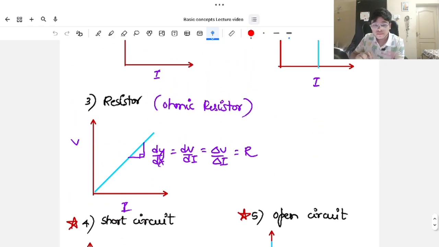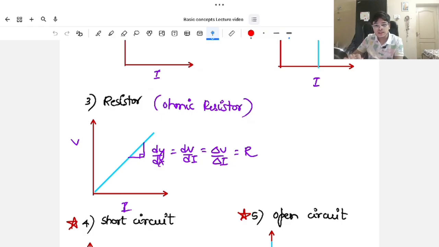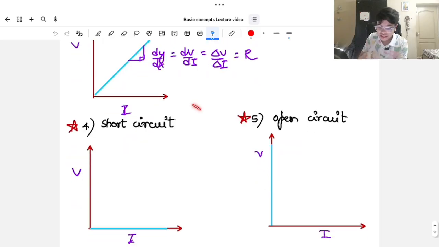Now, resistor, specifically ohmic resistor. Why have I written it as an ohmic resistor? Because in real life, practically speaking, not every resistor follows Ohm's law, that is V equal to IR. Only an ohmic resistor follows the V equal to IR rule, and it is seen in this particular form. V equal to IR, the slope is R. Now these are two graphs that you may or may not be familiar with.